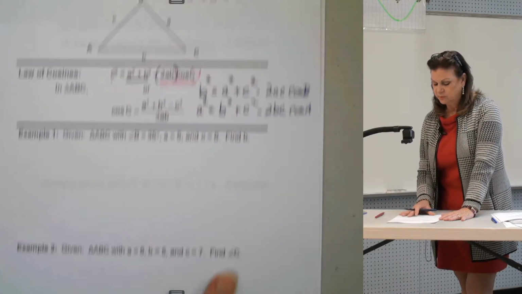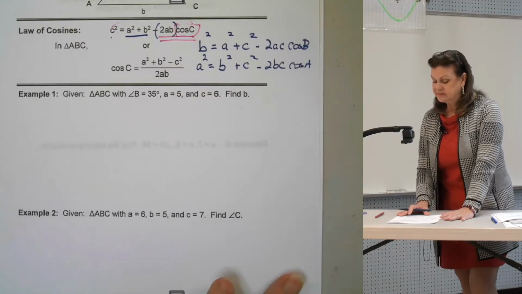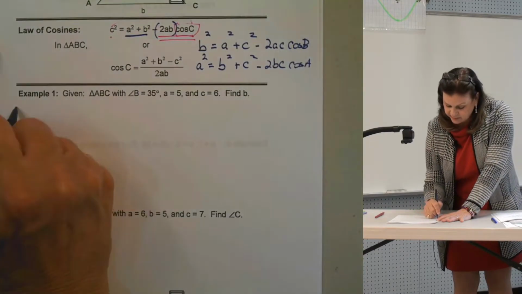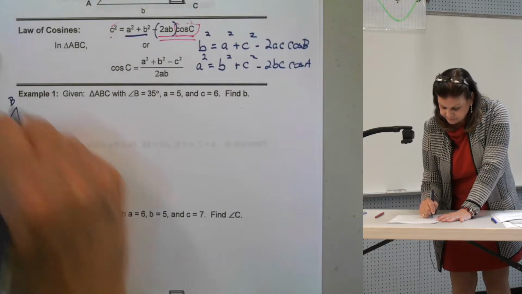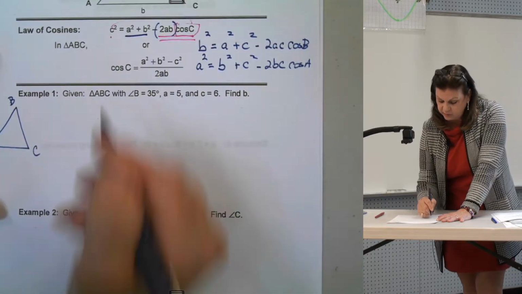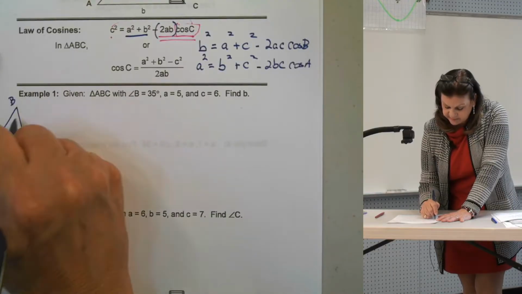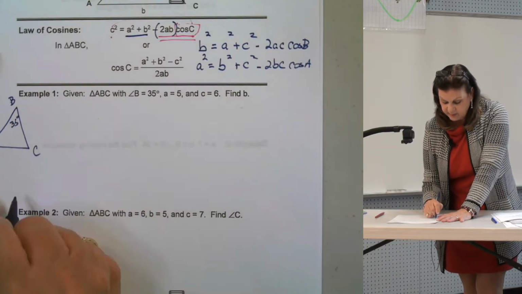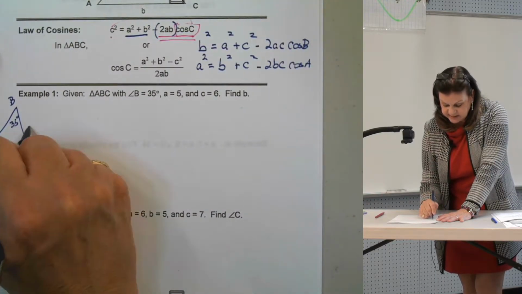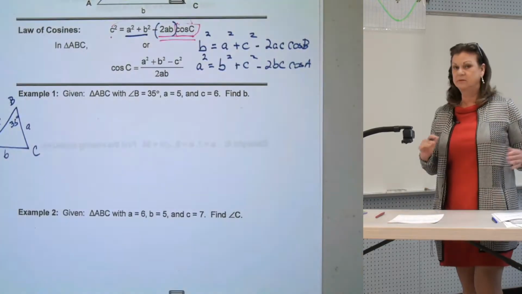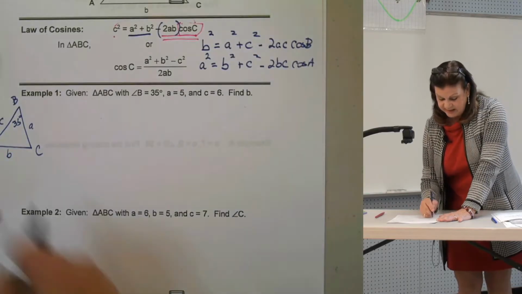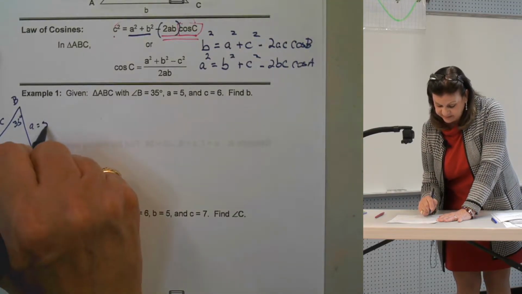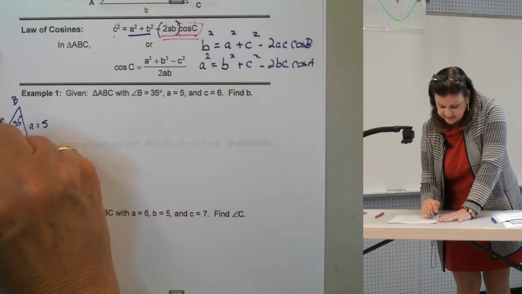Let's start with example 1. Given triangle ABC. So let's draw our triangle. And we know that angle B is 35 degrees. Remember, this is side B, this is side A, and this is side C. Opposite your angle is your side. They're telling me that side A is 5 and side C is 6.